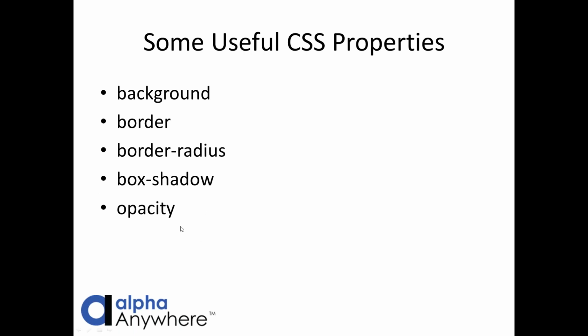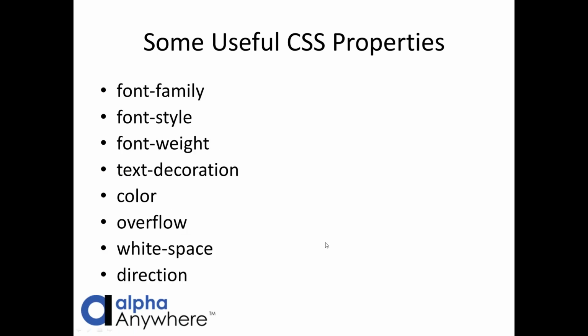Opacity is something that's used in color definitions often, so that you can put a white background on something but still be able to see through it, see the image behind it. And then finally, I want to look at fonts. Everything you see here is related to font or text in some way.